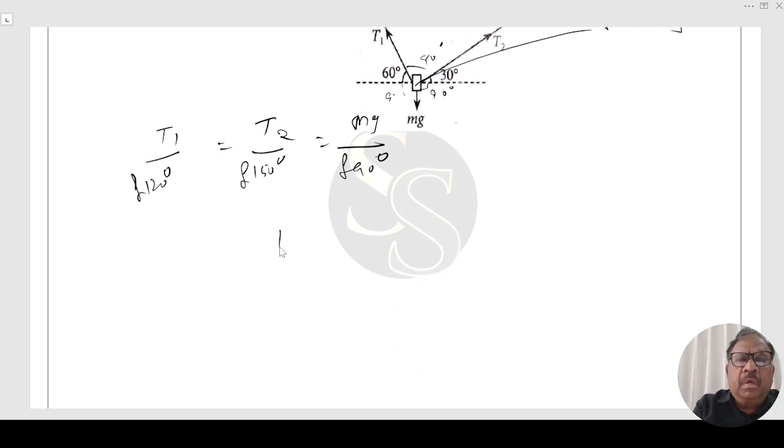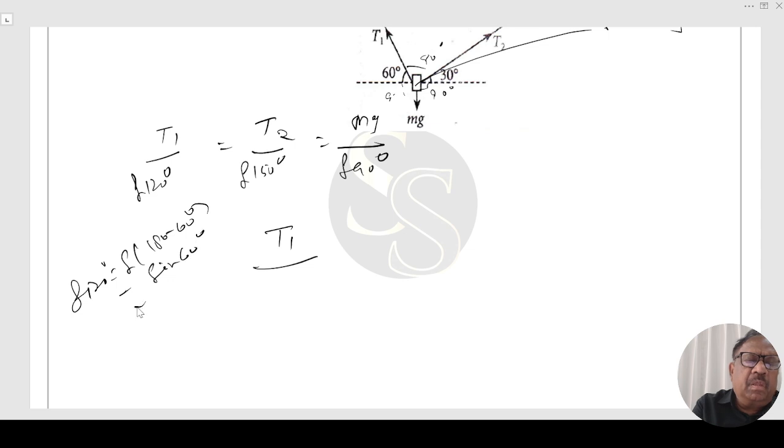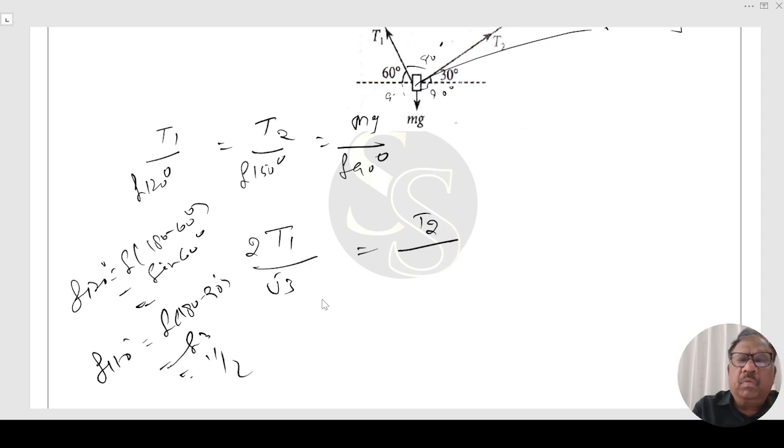Now T1 over sin 120. In the second quadrant, what will be the value of sin 120? Sin 180 minus 60, that is sin 60, that comes out to be root 3 by 2. Root 3 by 2 equal to T2 upon sin 150. Sin 150, that is sin 180 minus 30, that is sin 30, that is 1 by 2. This equals mg, that is 1 into g, divided by sin 90, which is 1.